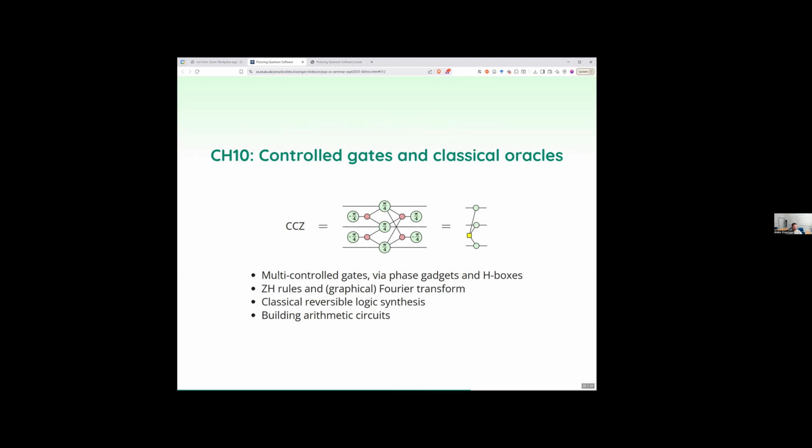So in this chapter, we talk about multi-controlled gates, the ZH rules, classical reversible logic synthesis, and building arithmetic circuits. Okay, so this is really building up from basic gates to slightly higher level things, using some tools like the logical structure of these gates and also the Fourier transform or graphical Fourier transform.